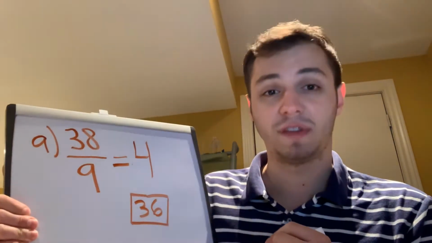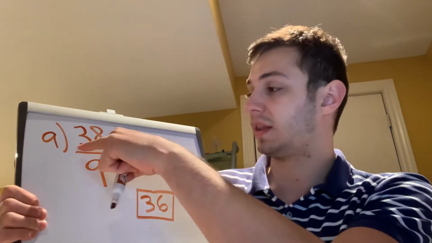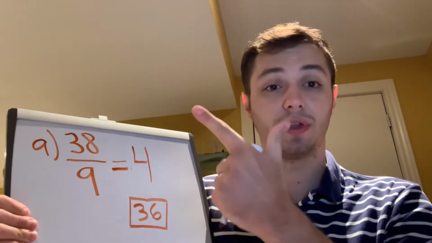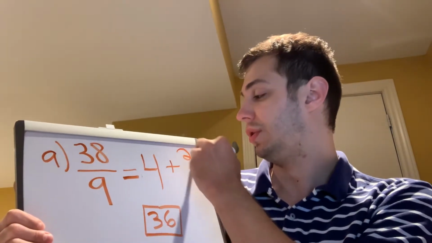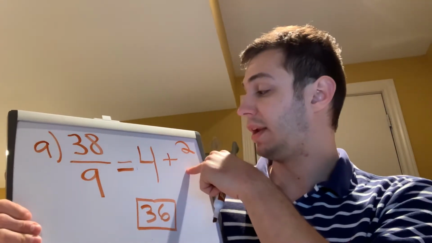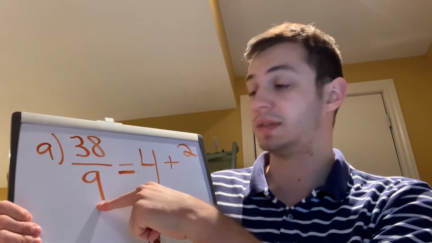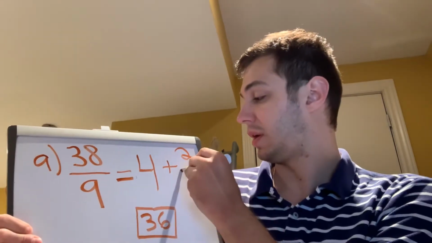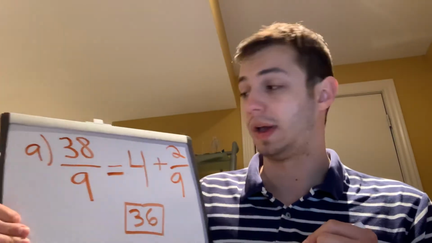So now what we have to figure out is what do I have to add to 36 to get to 38? 37, 38, 2. So I have to add 2. But I'm not done yet. Remember, I need this to be a fraction, and it has to be over the same number as my other fraction. So I'm going to make it 2 over 9. And we're done part A.